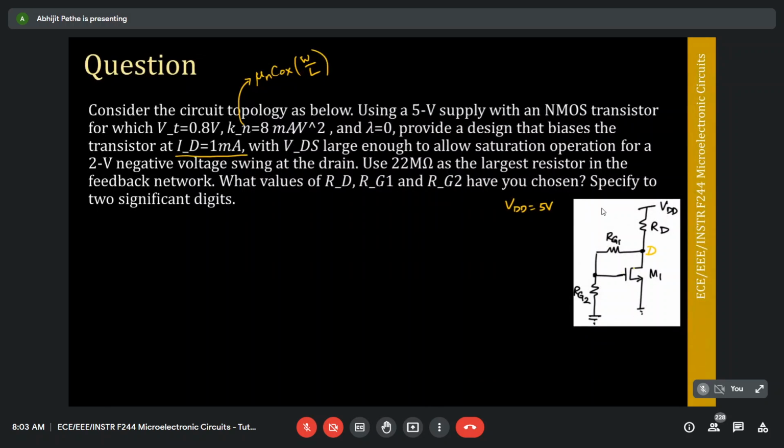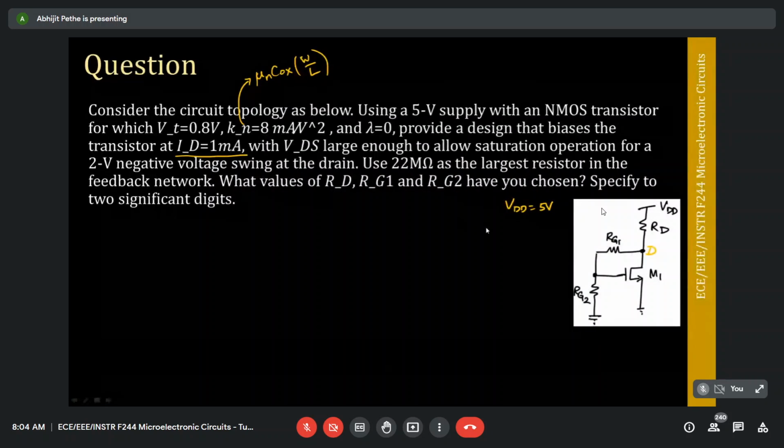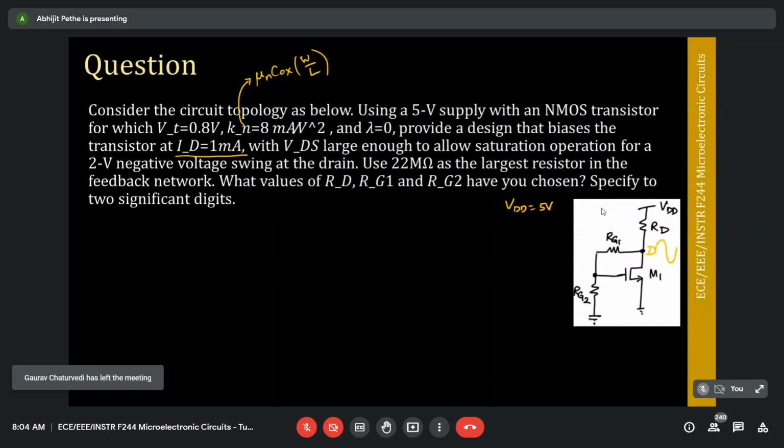The question means that this node D can swing minus 2 volts from the bias. Remember, you have biased the circuit at some bias voltage, a steady state voltage, set up at this point. Now, the circuit should be designed in such a way that this voltage can have a minus 2 volt swing and still the transistor has to remain in saturation, because I don't want it to move away from a linear amplifier. Is everybody following the question? So for example, there will be a swing at this point, minus 2 volts or 2 volts. Even when it is at this point, I want to ensure that M1 remains in saturation.